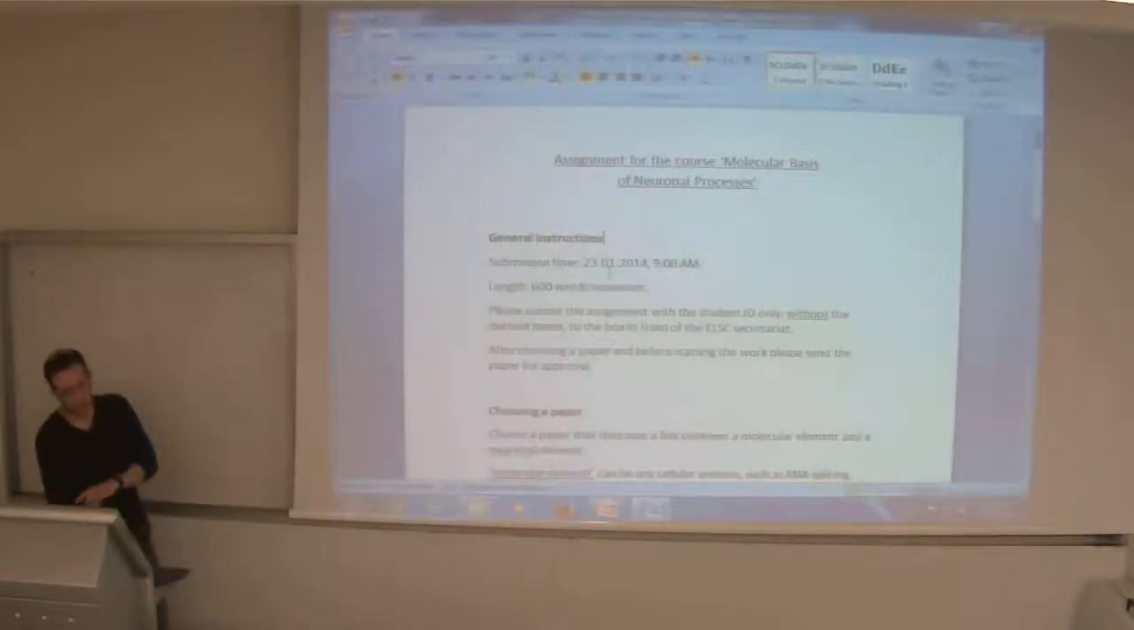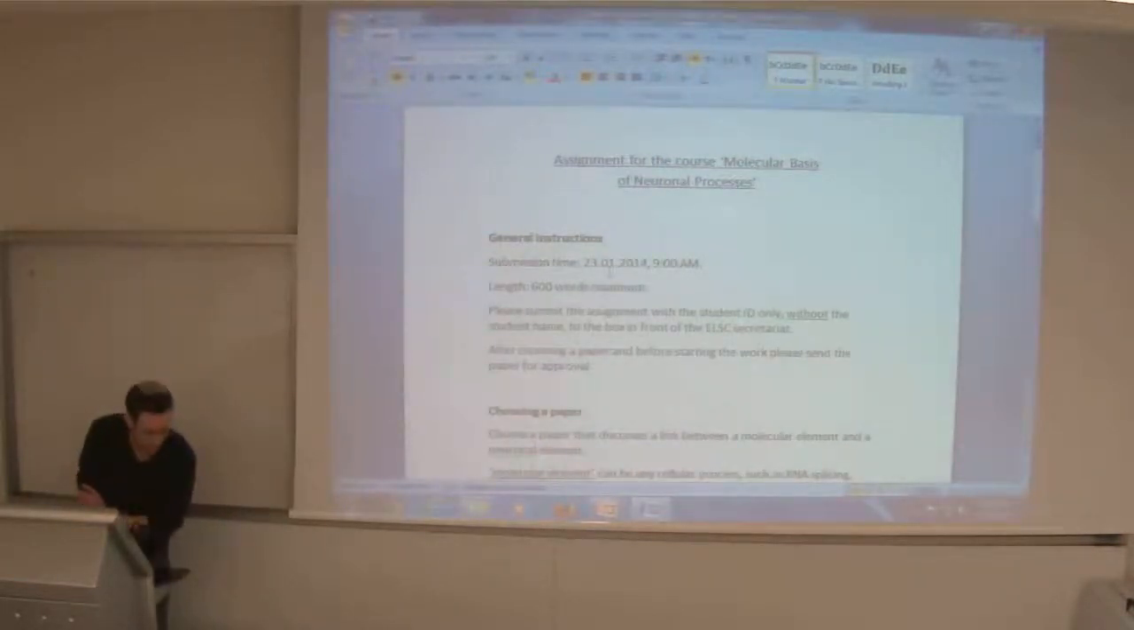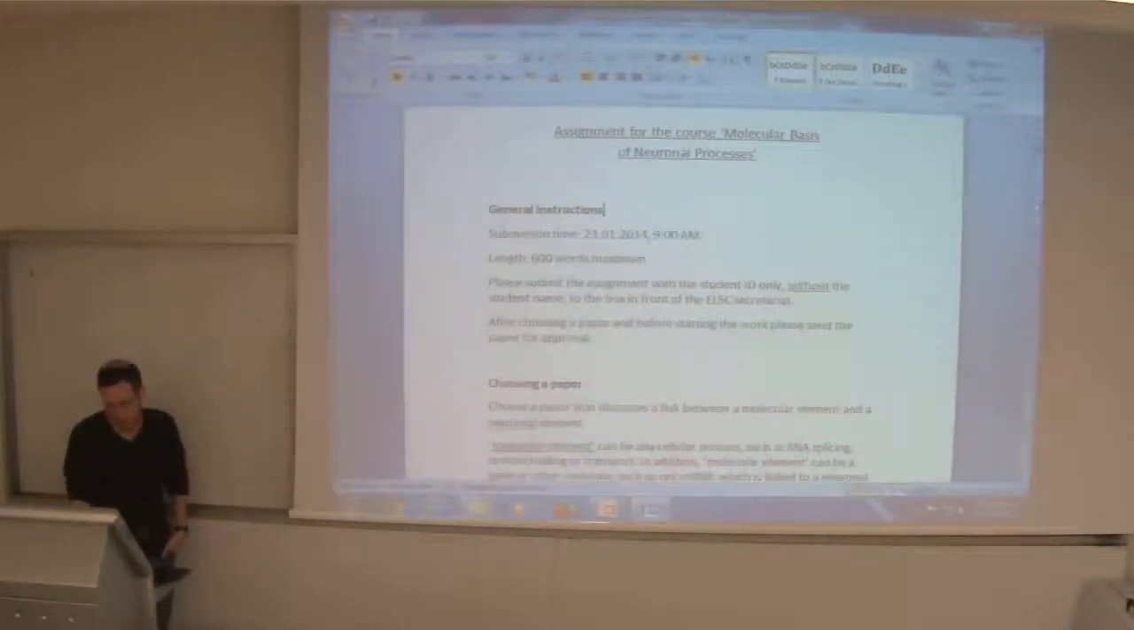I will also send you these two pages by email, of course. Submission time is the 23rd of January, somewhere in the middle of the exam period, at 9 a.m. The length of the assignment is 600 words maximum. It's challenging in this respect for most students, but it's worthwhile. You don't need more than 600 words to answer the questions you will see.